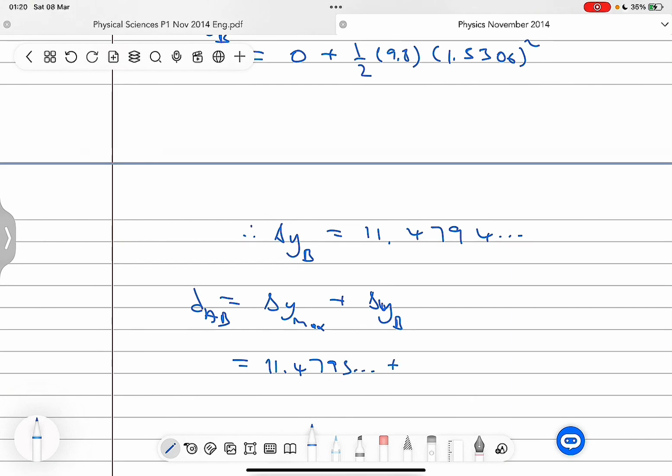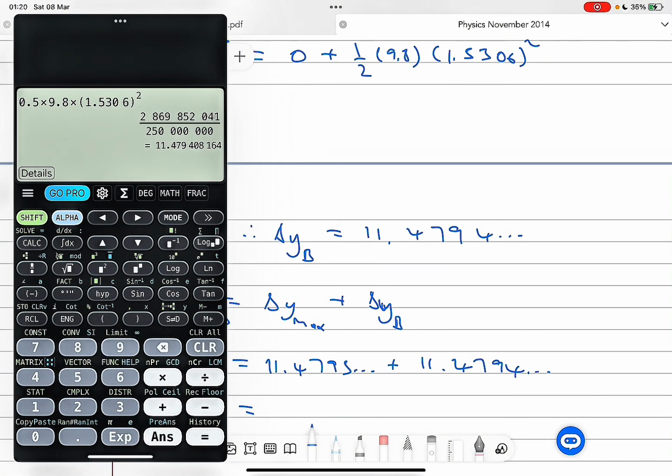And this means I have the 11.4795 plus the 11.4794, and when we press this on our calculator, we get the distance between A and B to be 11.4795 plus 11.4794, and that says our distance between these two balls would be 22.95 meters.